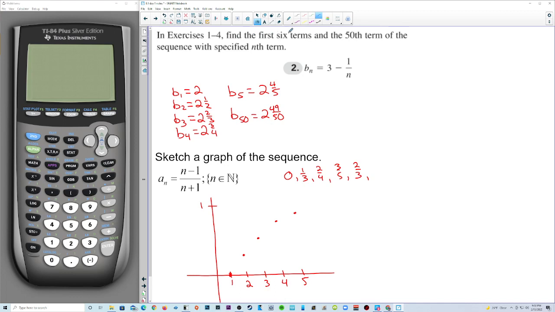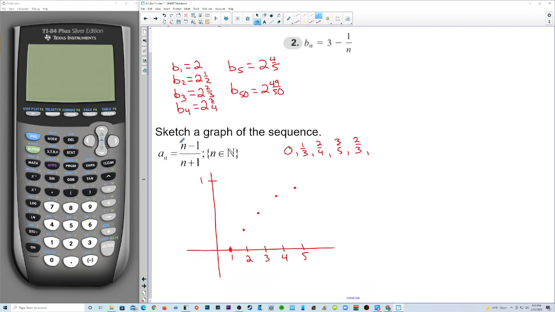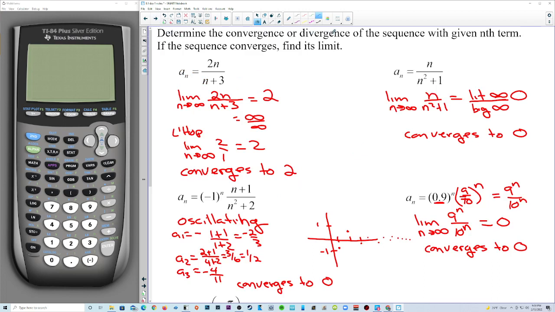Exercises 1 through 4, find the first 6 terms and the 50th term of the sequence. So we're going to plug in 1, 2, 3, 4, and 5. And so the 50th term is 2 and 49/50ths. Sketch a graph of the sequence. We plug in 1, 2, 3, 4, 5 maybe, and we see those values and we plot them. Determine the convergence or divergence of the sequence with the given nth term. If the sequence converges, find its limit.